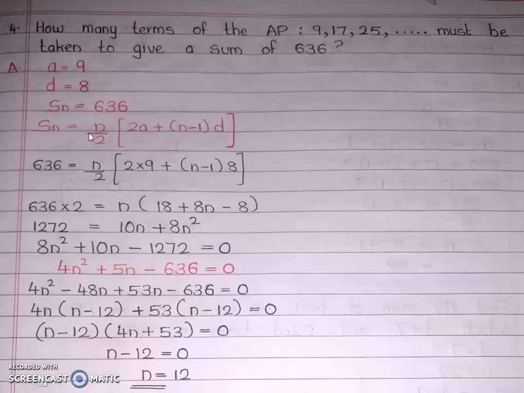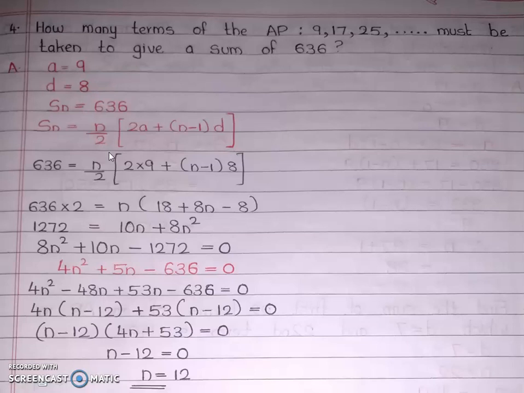So which formula will you use? Sn is equal to n by 2 into 2a plus n minus 1 into d. Why did you use this? You have Sn as the known quantity, a as the known quantity, d as the known quantity. So the only unknown quantity is n. Here d is also known. How did you calculate it? 17 minus 9, it's equal to 8.